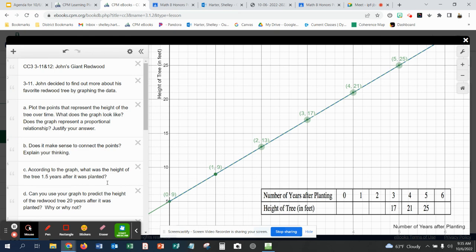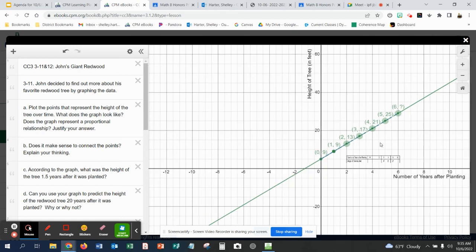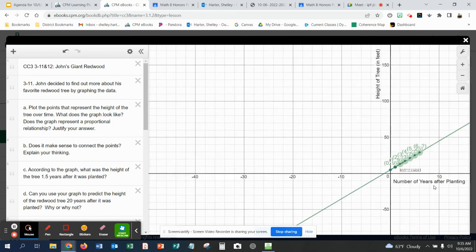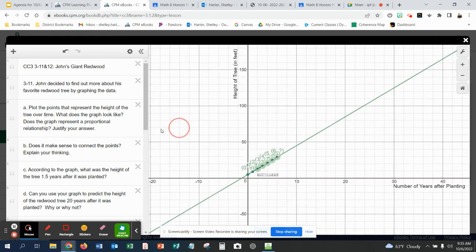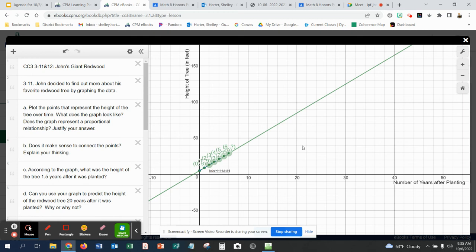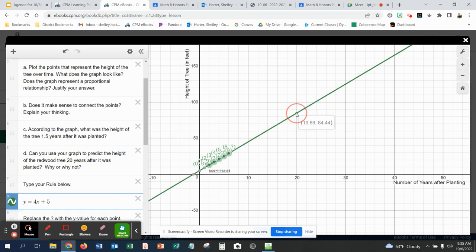Okay, so we've got this. Can you use the graph to predict what it would be after 20 years? Well, yeah, because look. Hold on, let me move. Here's year 20, and it's crossing right here. Hold on. It would be 85 feet tall. Is that cool or what?